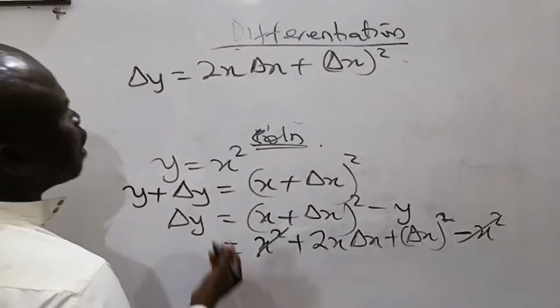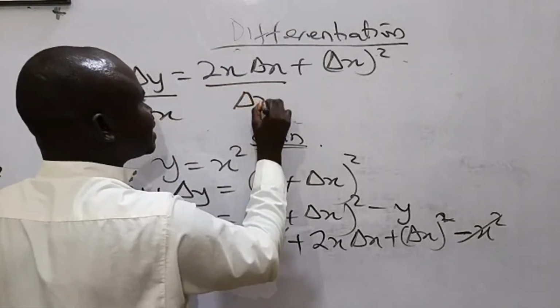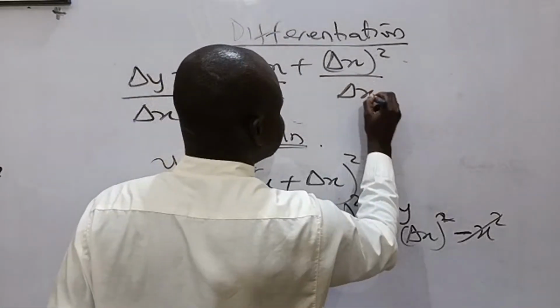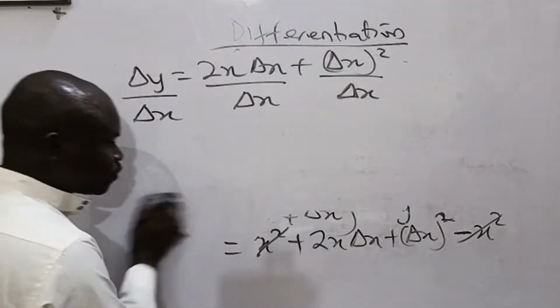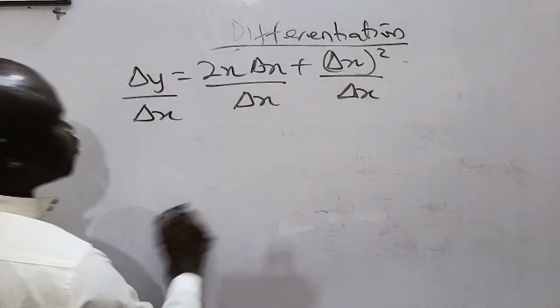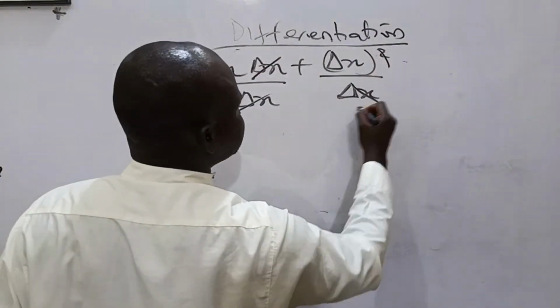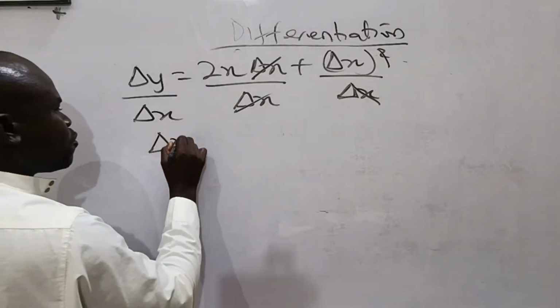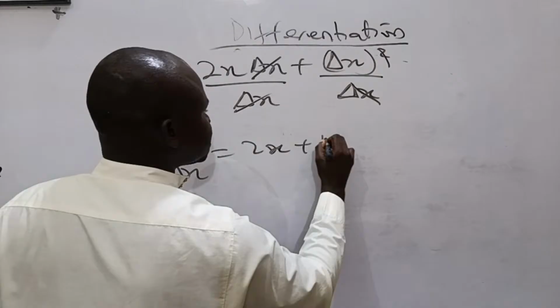So from this stage now, we divide through by delta x. Divide each entity by delta x. We are differentiating from the first principle here. That's why I'm following this step. If you are to differentiate from the first principle, you must follow all these steps. So this will take care of this and reduce this to 1, so that we have delta y over delta x equal to 2x plus delta x.